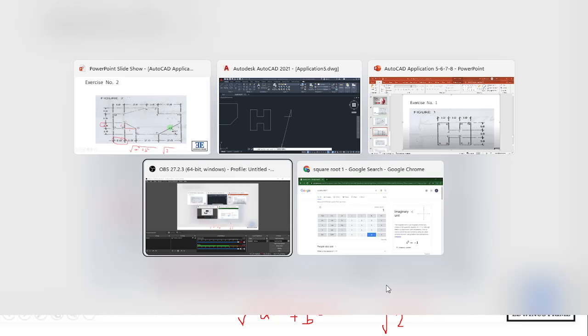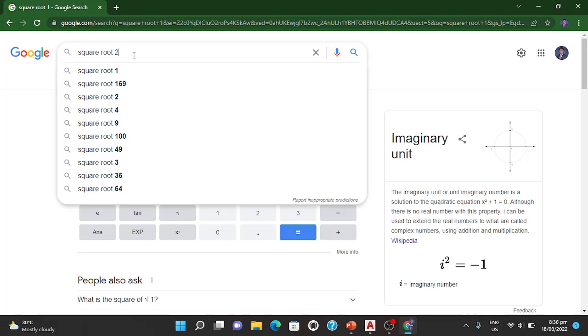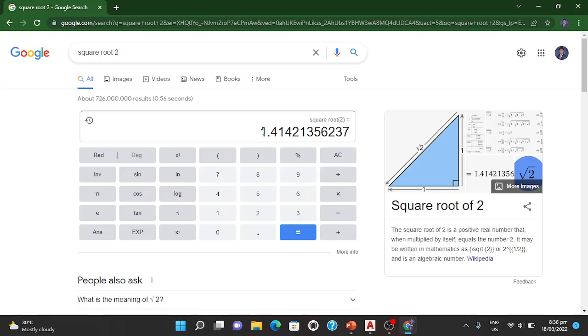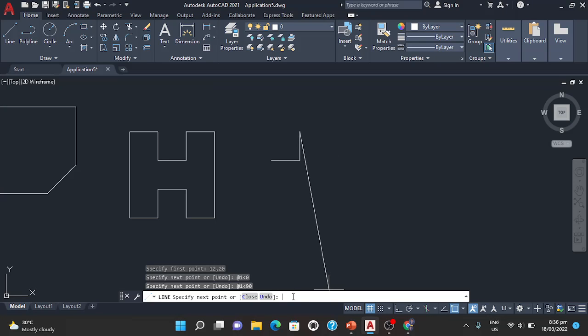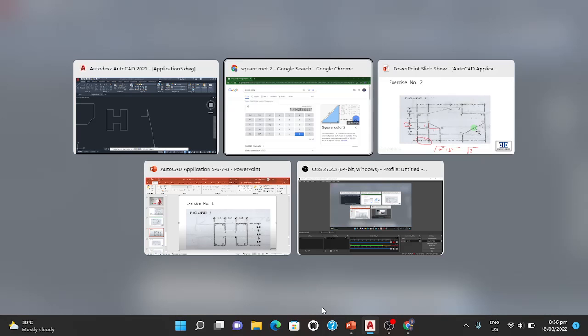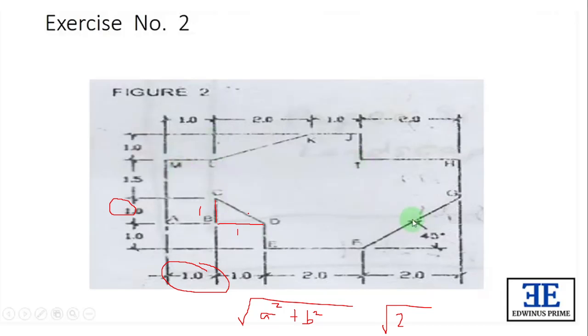So let's use our browser. Let's type square root of 2. Based on this, we have here 1.41421356237. Let's copy this one, which is the exact square root of 2. So let's apply it in our AutoCAD. Let's type at, then paste: 1.41421356237 angle. Okay.